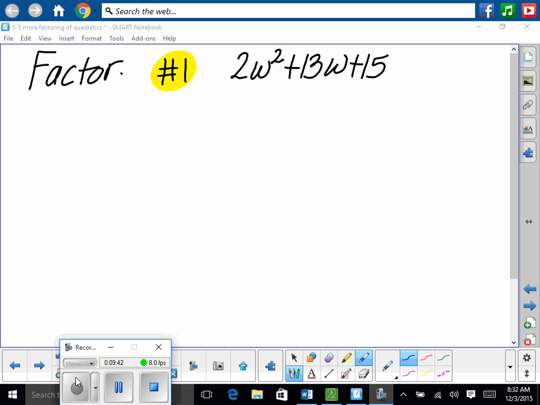Here we go. I'm going to do problem number 1. Factor. That's all we're going to say. It's not going to say quick factor or long factor. It's going to say factor. You have to be the one to use your brain and choose, can I quick factor or must I long factor?